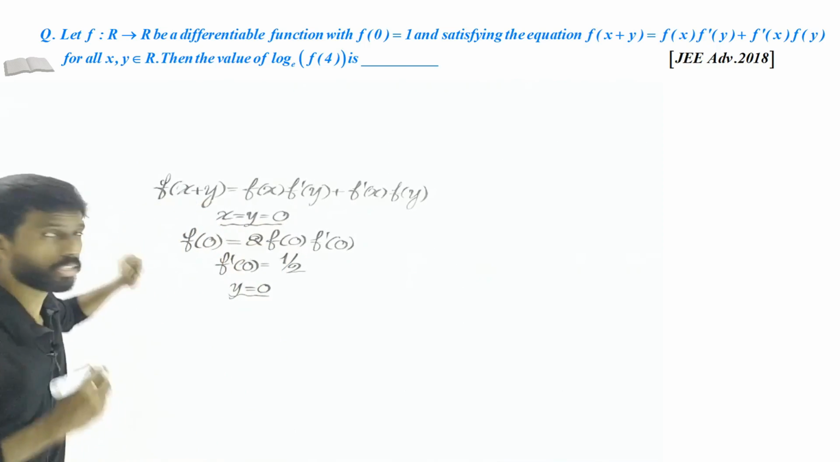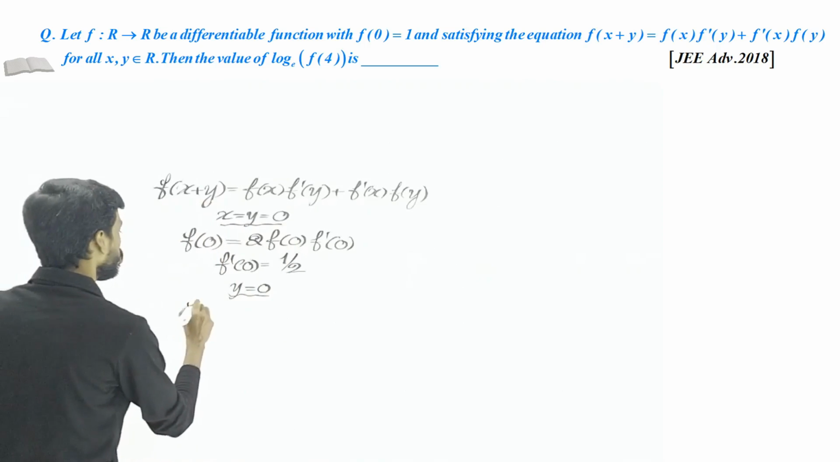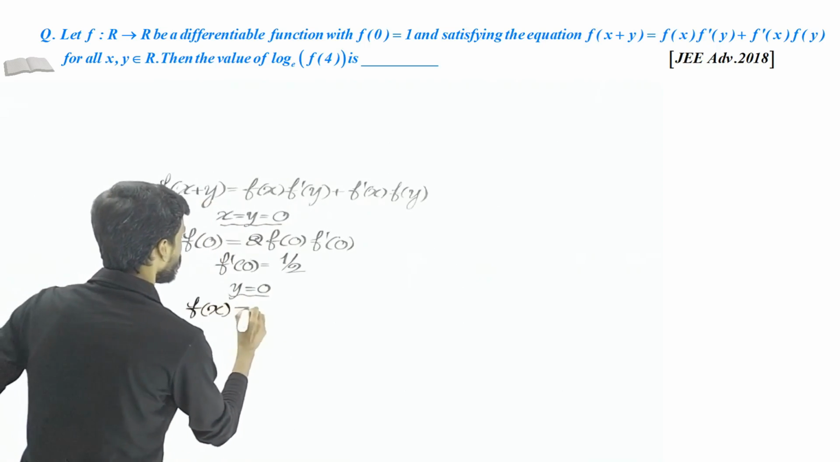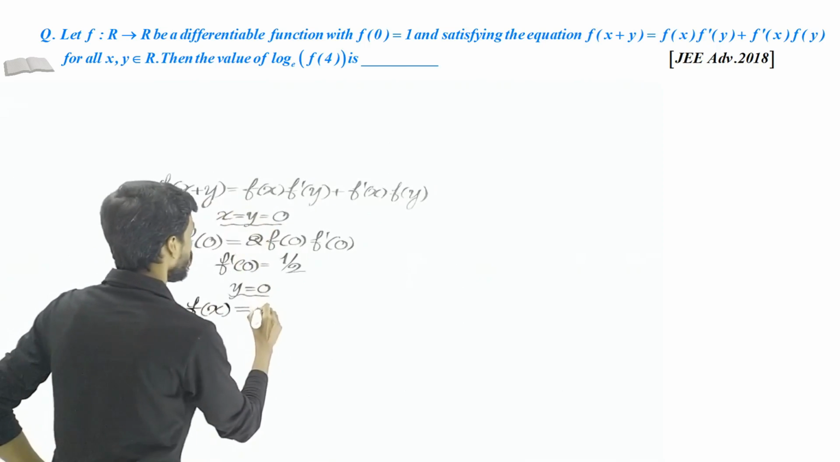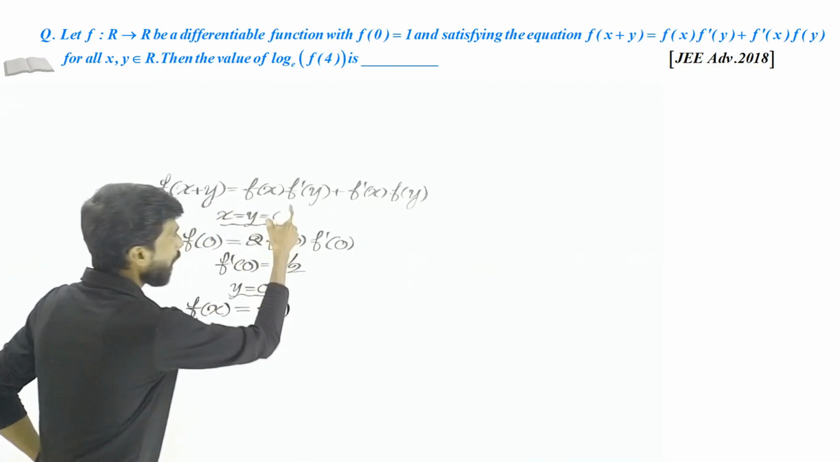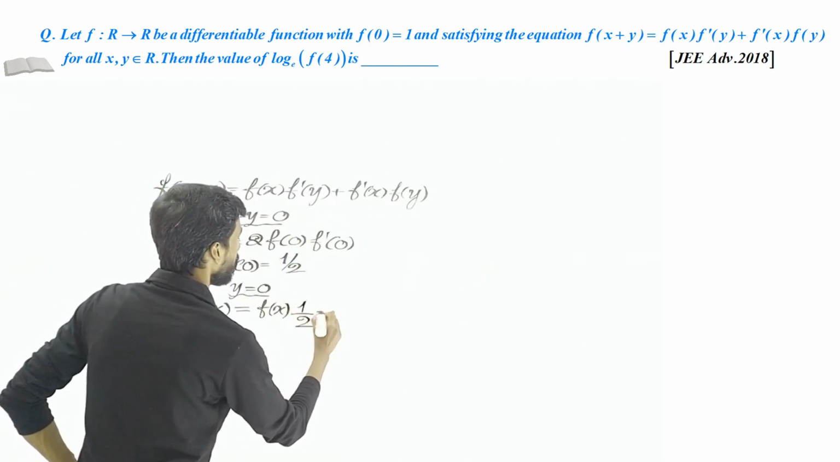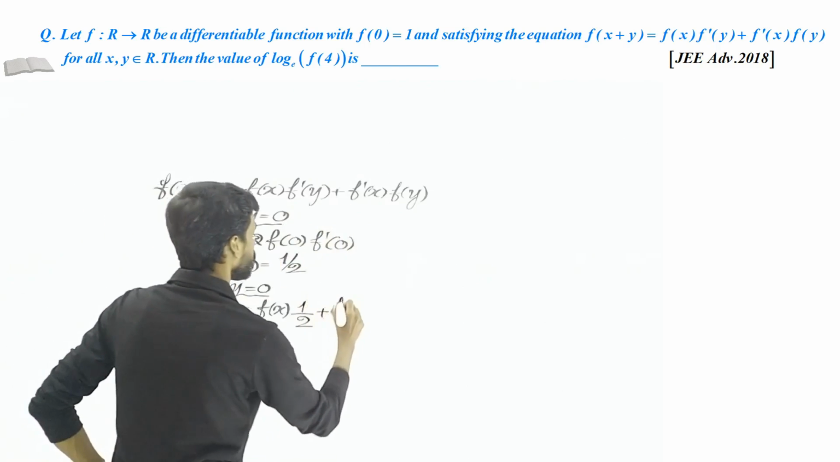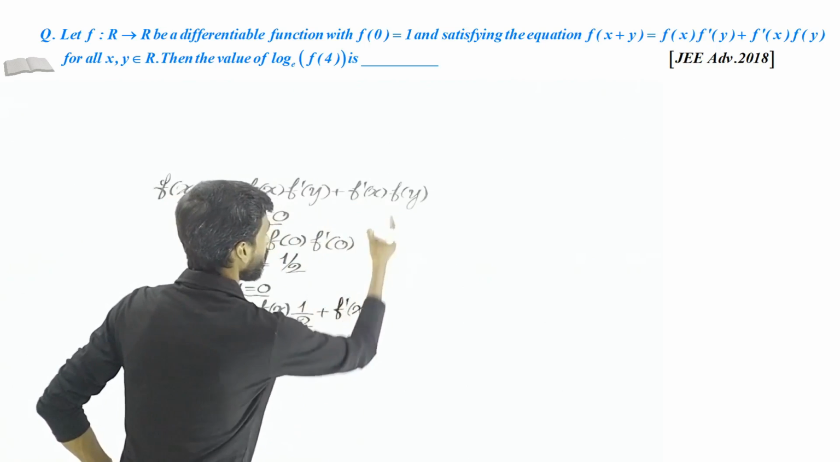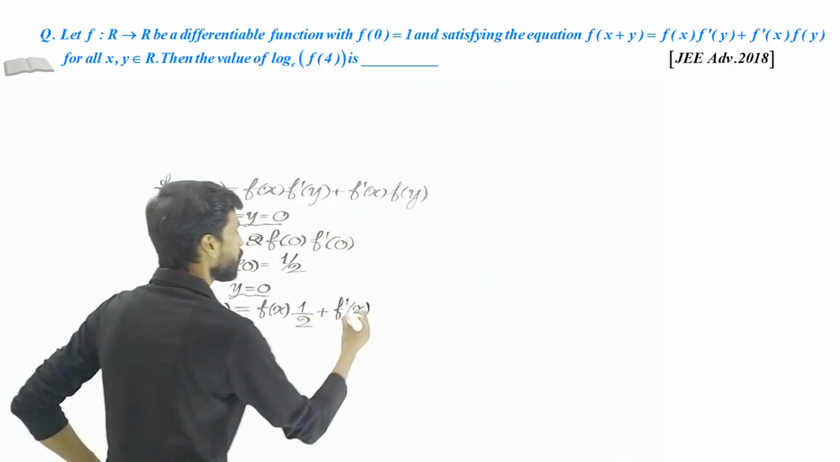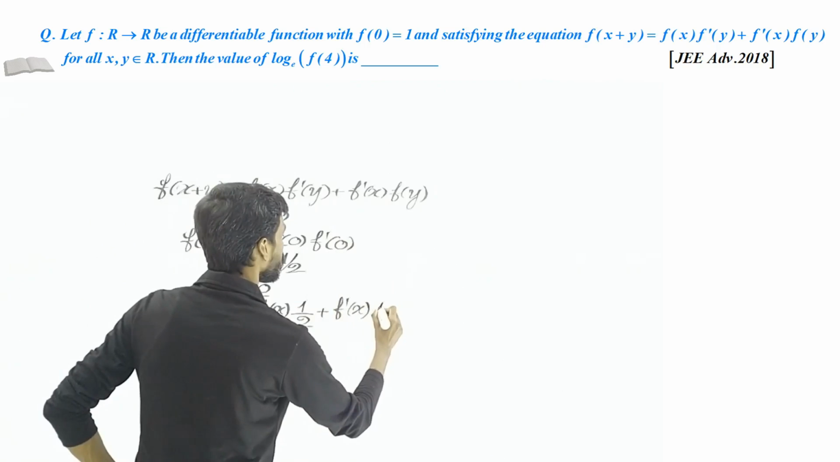Then only we'll get f of x. Okay, so let us find f of x. Substitute y equals 0, and we'll get f of x. So that equals f of x multiplied by f dash of 0, so that is found here, so 1 by 2, plus f dash of x multiplied by f of y. So that means f of 0. So f of 0 is 1.